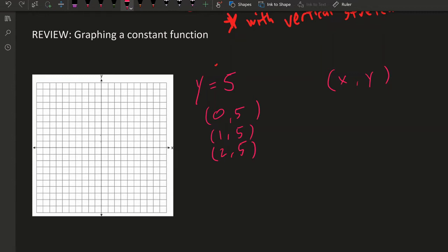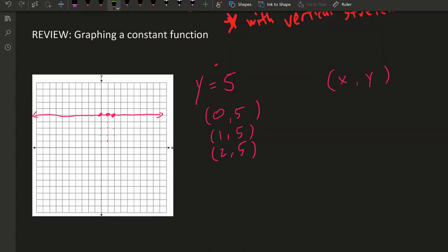Graphing the points 0, 5, 1, 5, and 2, 5. And after 3 points, I get the picture. It's going to be a constant function. It's just going to go left and right through that line.